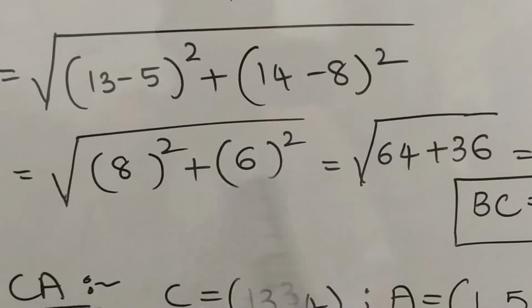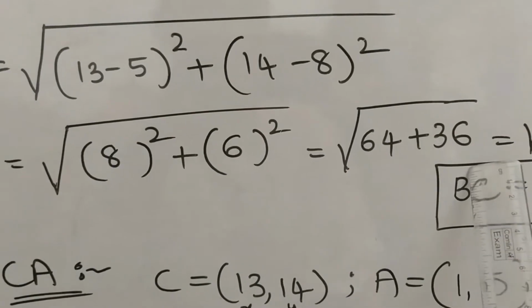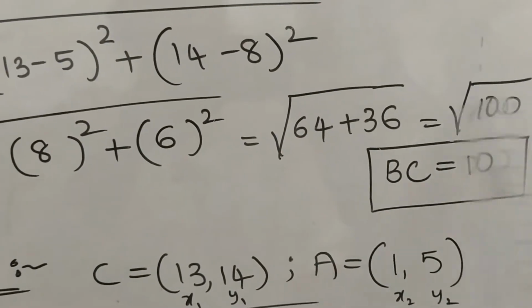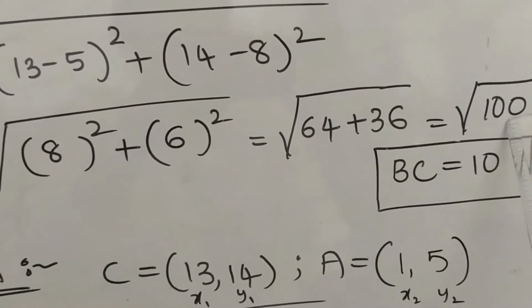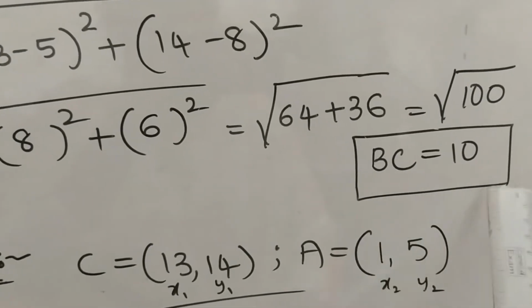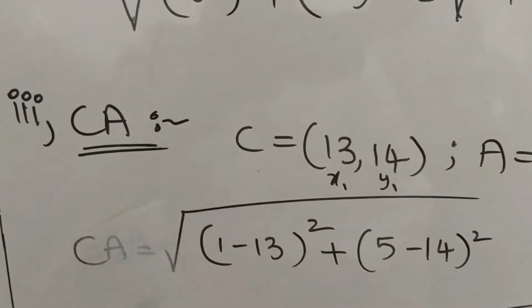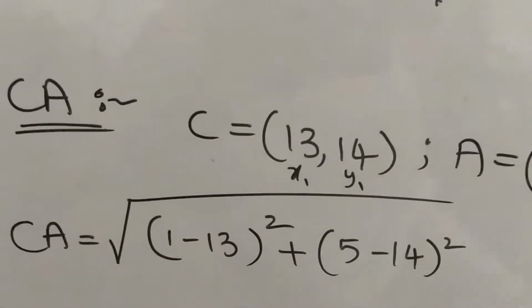Now under root of 8 square is 64 plus 6 square is 36. So this will be under root of 64 plus 36 is 100. Root 100 can be written as 10. So therefore BC value is 10. Next we have to find CA. This is the last side, CA.